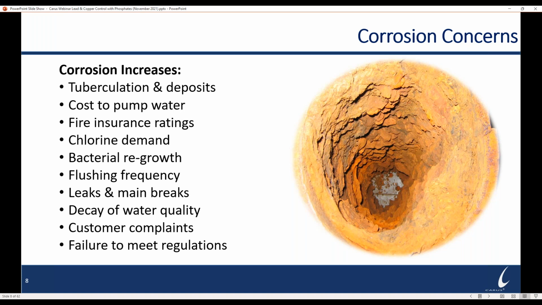Obviously, if you're failing to meet regulations, then you can have the state regulators taking action to tell you what you're going to do in the future to treat your water going out the door.